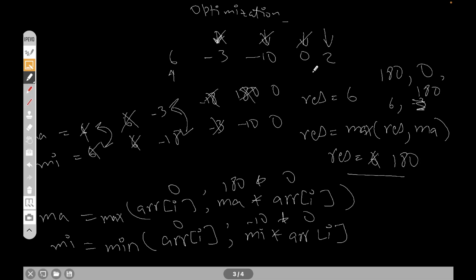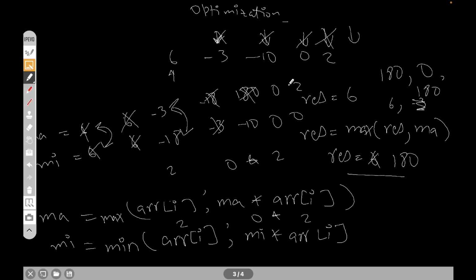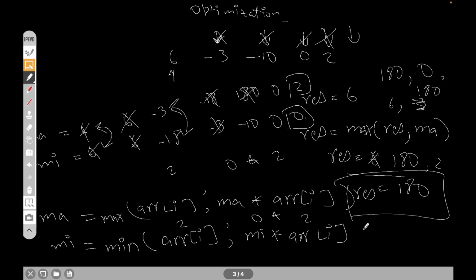So no need to change anything. Our array of i is 2, and the maximum is ma, which is 0 into 2, and this is 2, and this is 0 into 2. So the maximum of 2 comma 0 will be 2. So now it will store 2, and this gives you 2 comma 0. So the minimum of both of that will be 0. So it will store 0 again. Now we don't have to move forward. Our ma stores 2, and our mi stores 0. Now we check between 180 comma 2. So the maximum of both of that will be 180. So our result will store the value 180, and will return this one. So this is your answer.